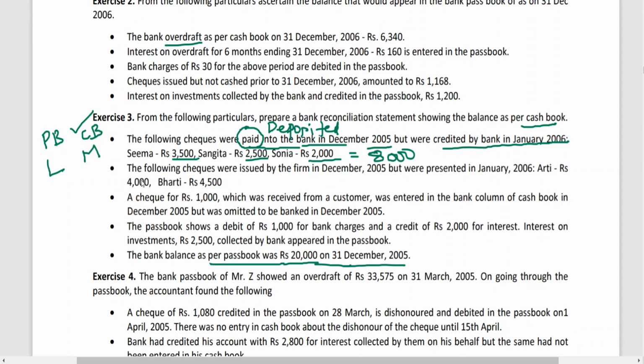This is complete. The following checks were issued by the firm in December 2005 but were presented in January: Aarti rupees 4,000, Bharti rupees 4,500. The following checks were issued by the firm. That means who is issuing checks? Trader. Trader is issuing checks. So the trader is issuing checks first. The source is from trader, no? So definitely the trader will be making the entry whenever checks are issued.